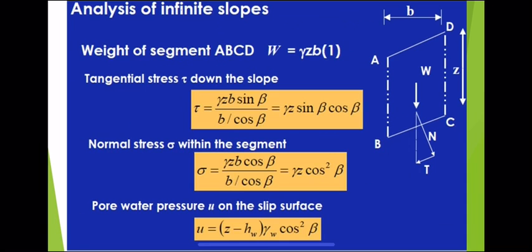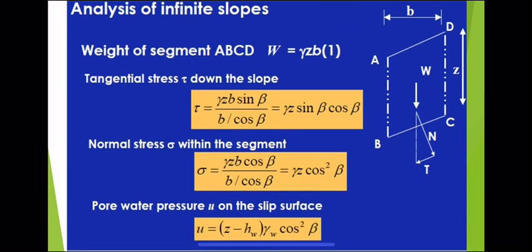Here in the figure, N is called the normal force, W is called the weight of the soil mass, and T is called the tangential force. Tangential stress tau down the slope is equal to tangential force divided by area of BC, that is gamma Z B sin beta divided by B by cos beta. When we evaluate, we get gamma Z sin beta cos beta.